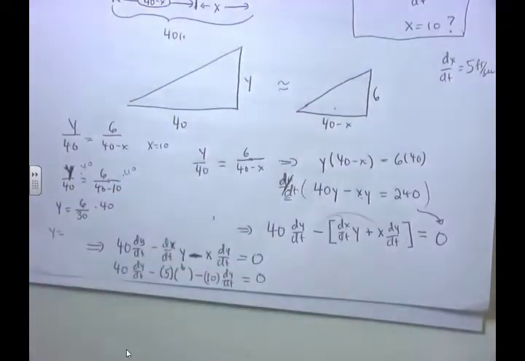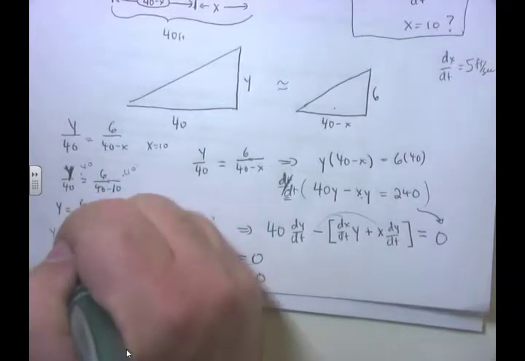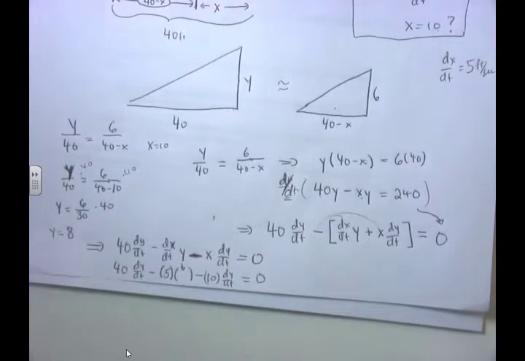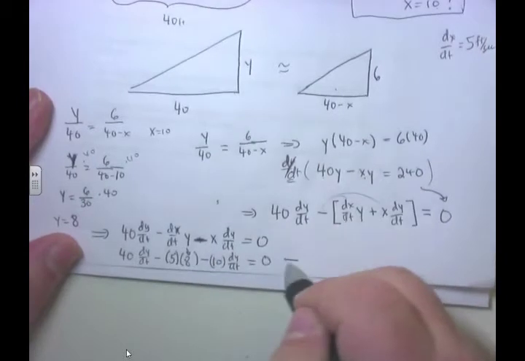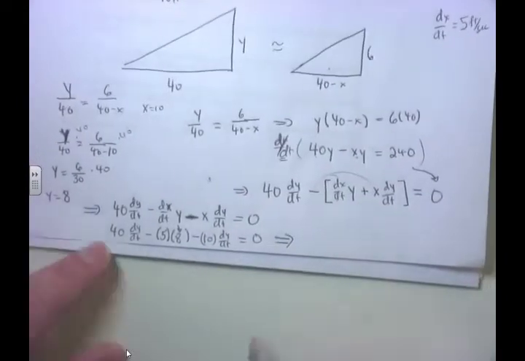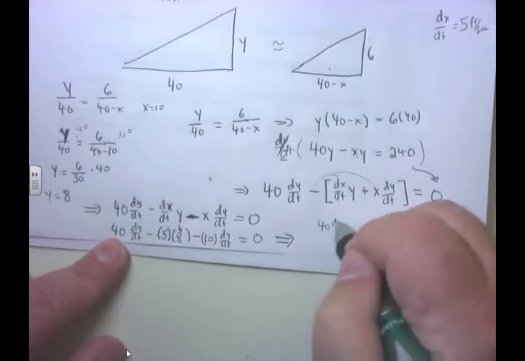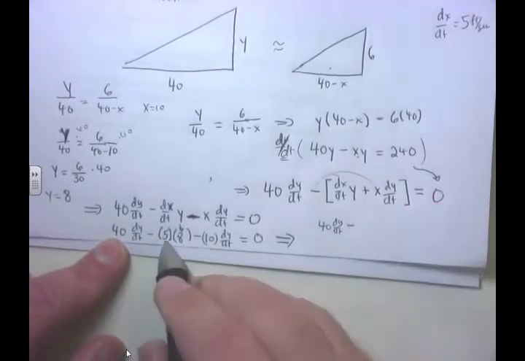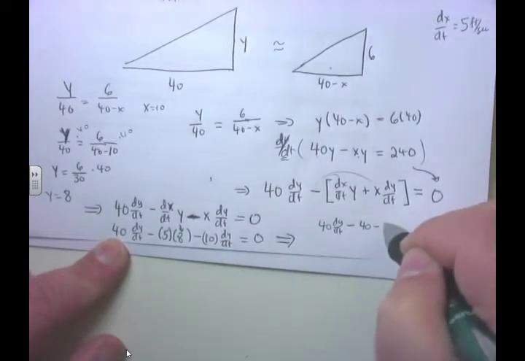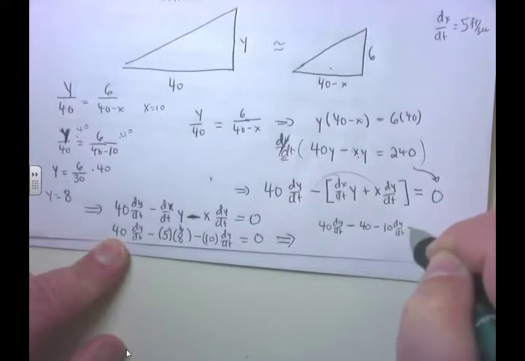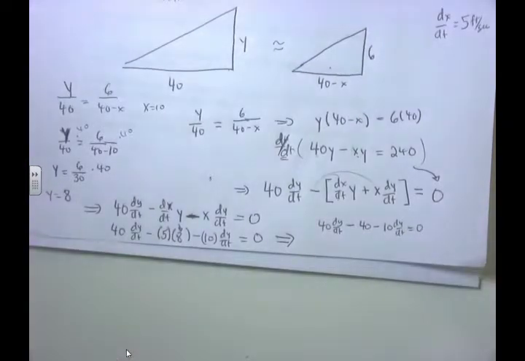So what do I get for y? Well, time for a calculator here. y is equal to 6 times 40 divided by 30, which is 8. Does that make sense? So I'm going to plug in 8 right in here. Let's get your equations. 40 dy/dt minus, what's 5 times 8? 40, minus 10 dy/dt equals 0.